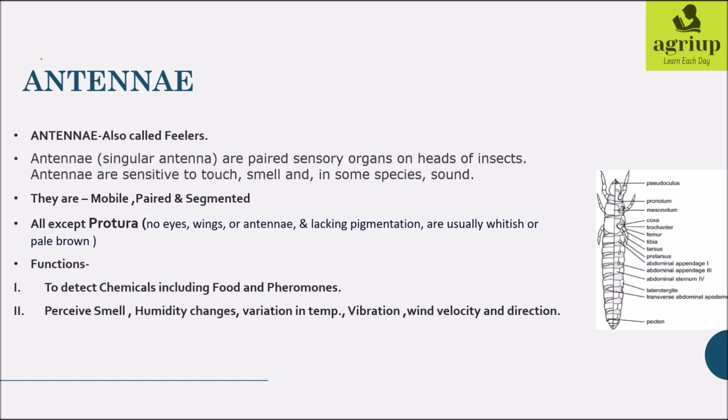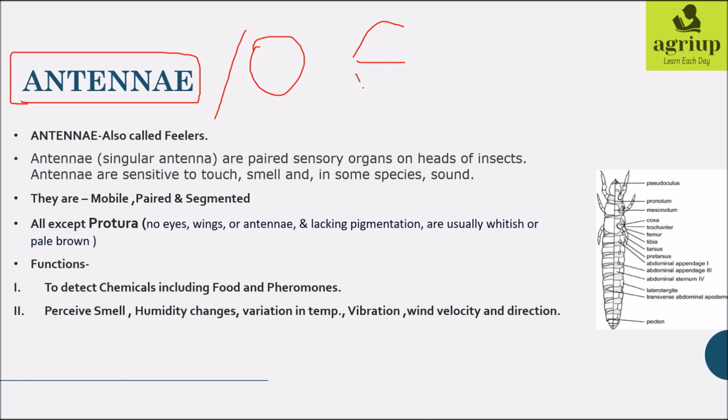First of all, what is an antenna? This is a very important sensory organ for an insect, which is placed on the head of the insect. Because it is very sensitive to touch, smell or sound, it is called a feeler. The antenna's synonym can be a feeler. There are three names by which you can describe this antenna.